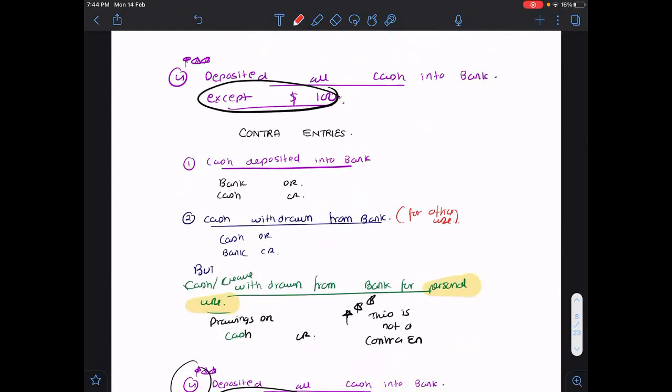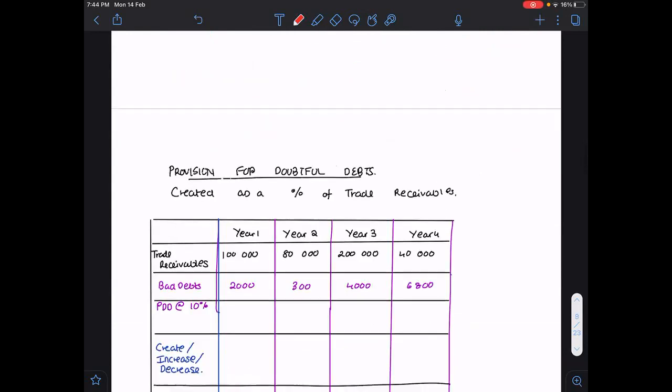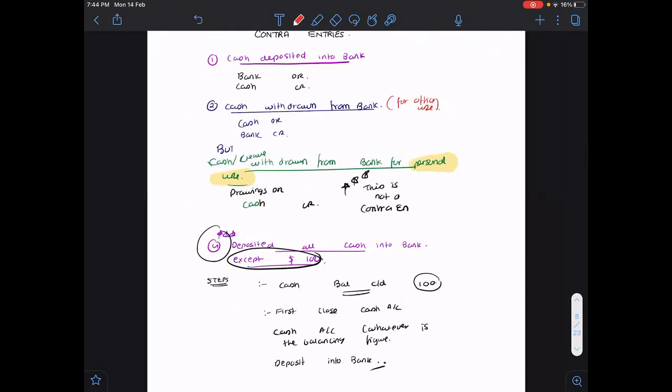Deposited all cash into the bank except $100. ओके, Contra. डिपॉजिटेड ऑल कैश इनटू द बैंक एक्सेप्ट $100. व्हाट डज दिस मीन?